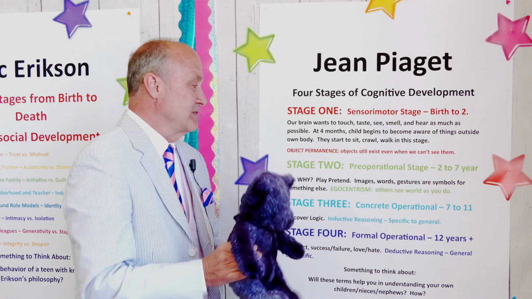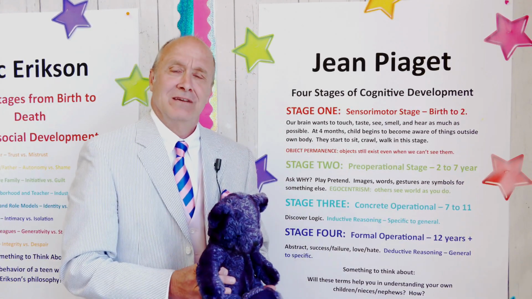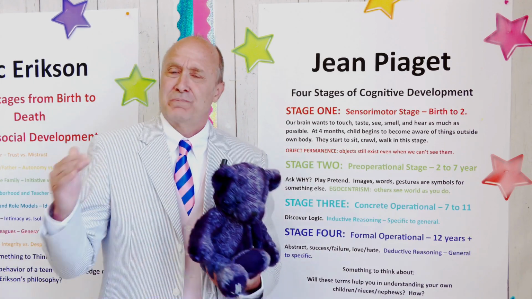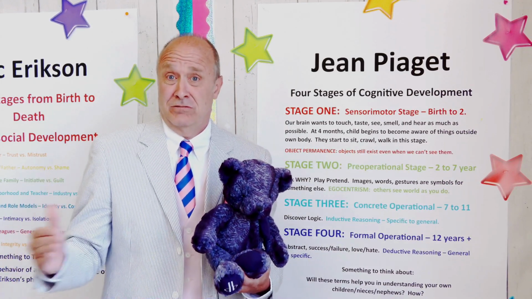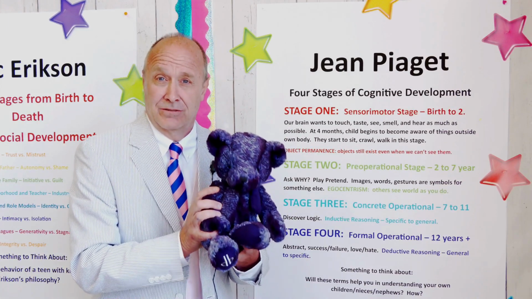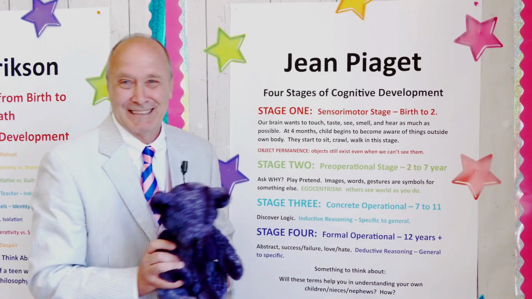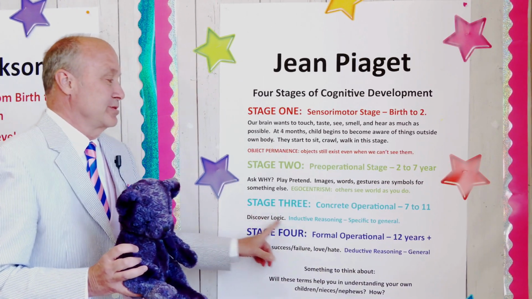And it isn't until you are able to think outside yourself that you begin to realize that, hey, other people have different opinions, and we might have a friend who doesn't like teddy bears like I do. Egocentrism. So you have a big ego still. Okay, we go on to stage 3.